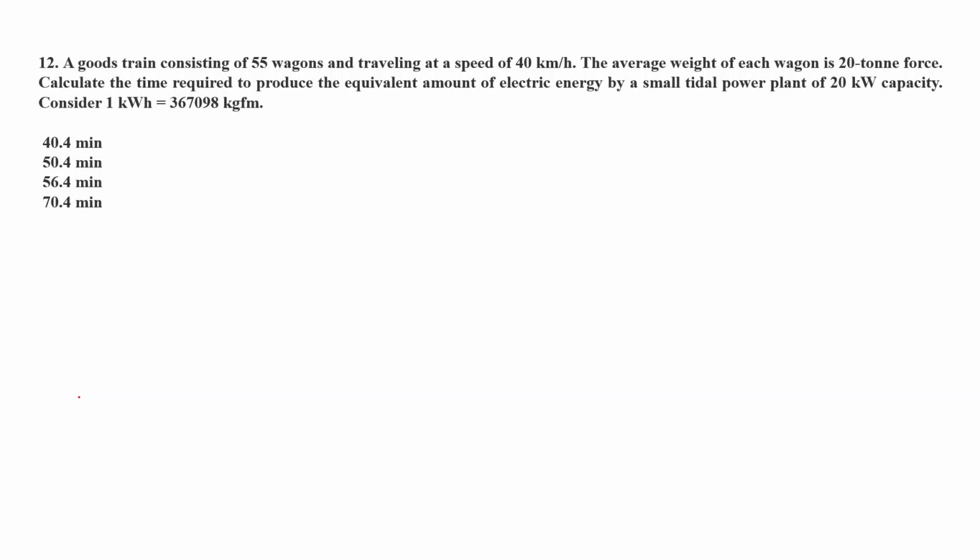Coming on to one of the numerical questions again. The question is: a goods train consisting of 55 wagons is traveling at a speed of 40 km per hour. The average weight of each wagon is 20 ton force. Calculate the time required to produce the equivalent amount of electrical energy by a small tidal power plant of 20 kilowatt capacity. Consider 1 kilowatt hour equals 367098 kg force meter.